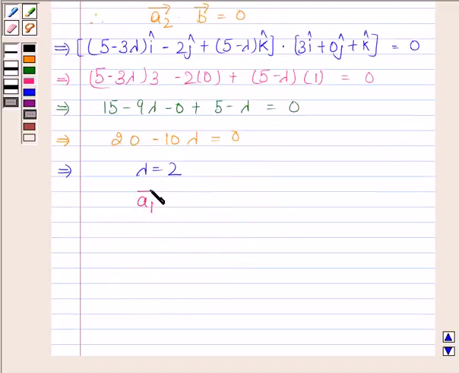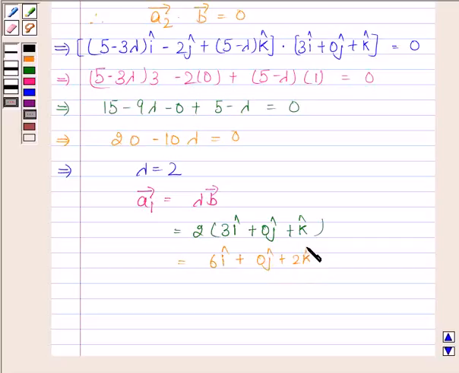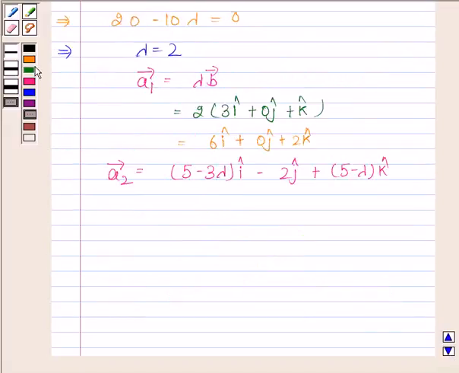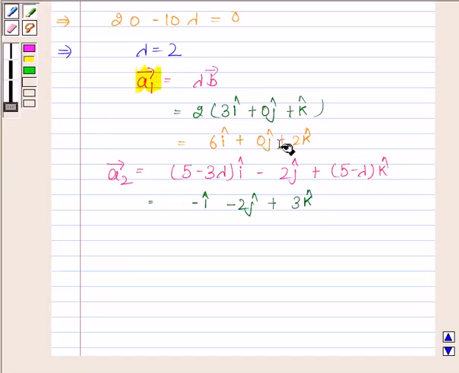A1 is equal to lambda times vector B. And we have found out that value of lambda is 2. So we have 2 into (3i cap plus 0j cap plus k cap). And this is equal to 6i cap plus 0j cap plus 2k cap. Now we will find vector A2. Vector A2 is equal to (5 minus 3 lambda) i cap minus 2j cap plus (5 minus lambda) k cap. By substituting lambda is 2, we get minus i cap minus 2j cap plus 3k cap. So vector A1 is equal to 6i cap plus 0j cap plus 2k cap, and vector A2 is equal to minus i cap minus 2j cap plus 3k cap.